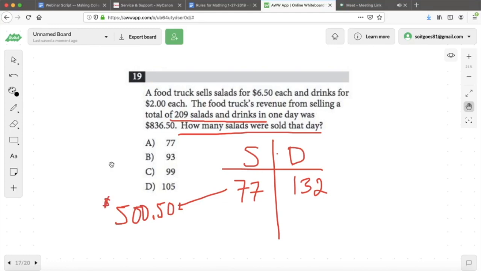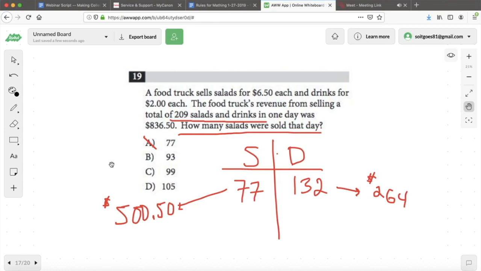All right. And then how much in revenue from those 132 drinks? $264. $264 even? Yes. Does that add up to $836.50? No. So it can't be answer choice A. Okay. Does that make sense? Yes. All right, let's test answer choice B.